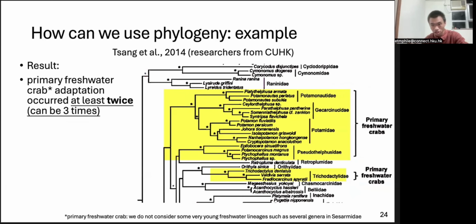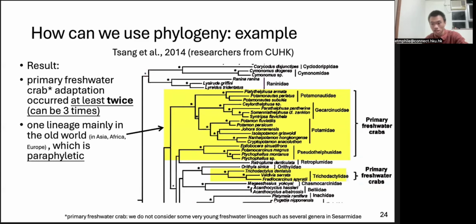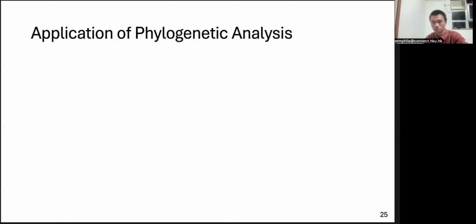This part of the phylogeny tree shows primary freshwater adaptation occurred at least twice and possibly 3 times. You can see from the highlighted figure that there is one paraphyletic group, mainly in the Old World, and one monophyletic group in the New World.